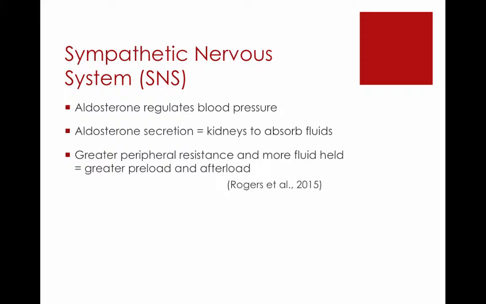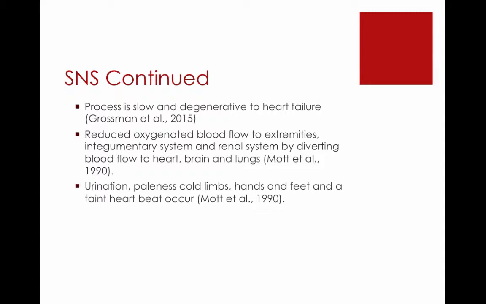However, the greater the peripheral resistance and more fluid held in the kidneys, the greater the preload and afterload. So this process is slow and can lead to worsening heart failure. There is reduced blood flow to the extremities, the integumentary system and the renal system, because the blood is diverted to the heart, brain and lungs, so to the major organs. As a result, there's increased urination, there's paleness, cold limbs, hands and feet, and a faint heartbeat that happen.